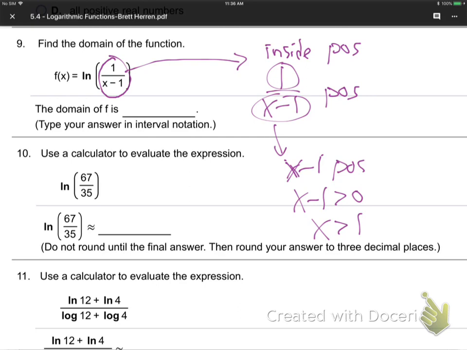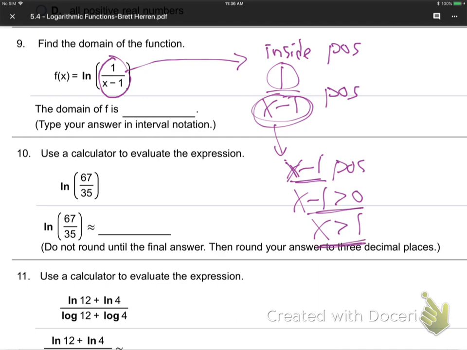We good on that? See how I thought that out? So for the fraction to be positive, the top already is positive, the bottom's got to be positive as well. Positive over positive will be positive. So for the bottom to be positive, positive means greater than 0. Then I just added 1 to both sides. x is greater than 1.